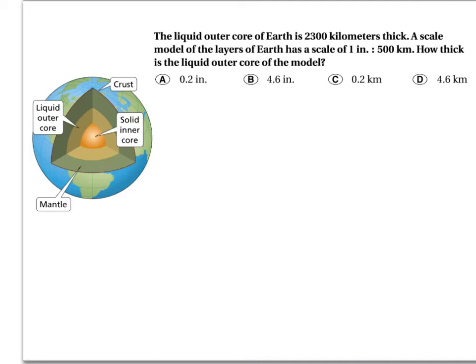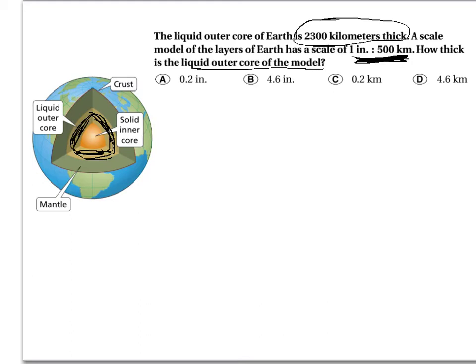Another real-life situation here. I love all this science and geography, by the way. It says the liquid outer core of Earth. Liquid outer core is this section right here. I know you're all excited for Earth science next year in my class. It says that the actual liquid outer core is 2,300 kilometers thick. We're going to make a model of it, and the model is going to have a scale of 1 inch to 500 kilometers. So how thick would the outer core be on the model?